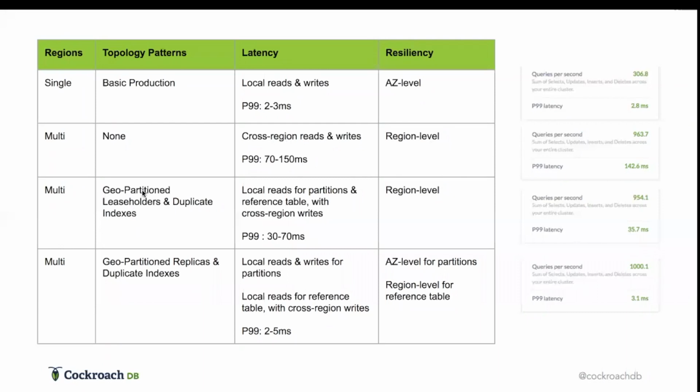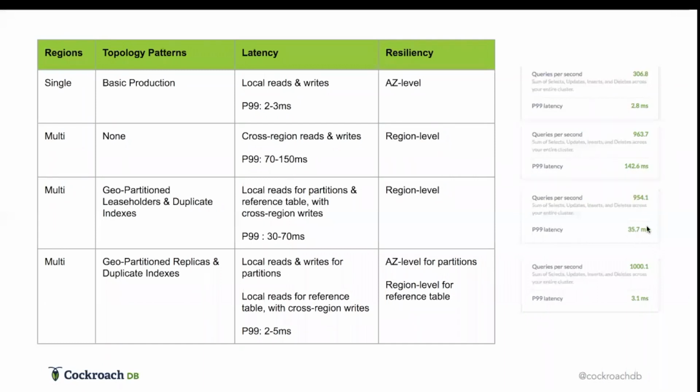So we applied the geopartition leaseholders and the duplicate indexes patterns. And so for the partitions, we got local reads because the leaseholders for those partition ranges were always in the relevant region. And we got local writes for the reference table because we created multiple indexes and made sure leaseholders were available in each region. But writes for all of it were cross-region because the replicas were spread across. And it went down from 142 millisecond P99 to 35, which is a huge improvement. And we retained region level resiliency, which is awesome.